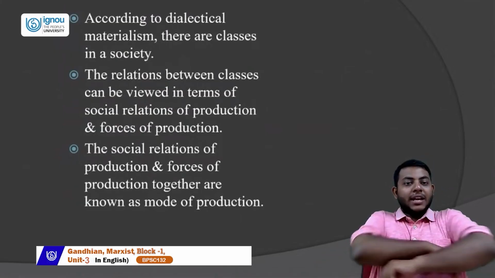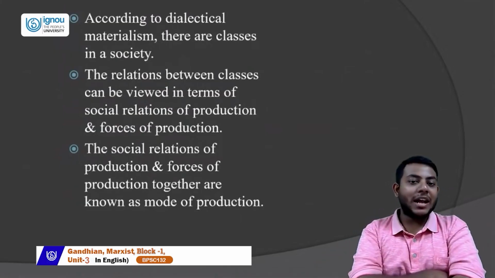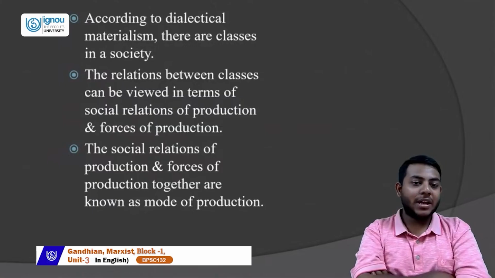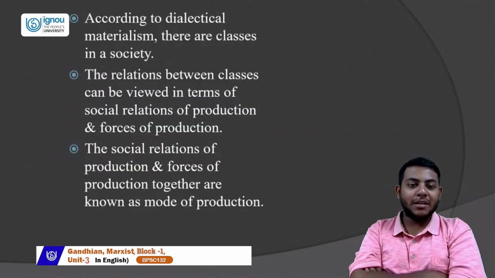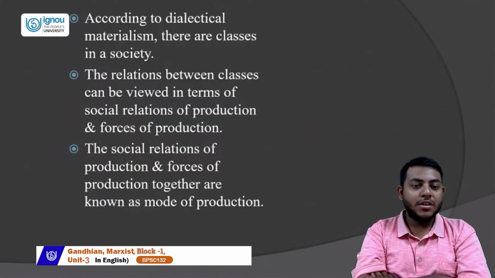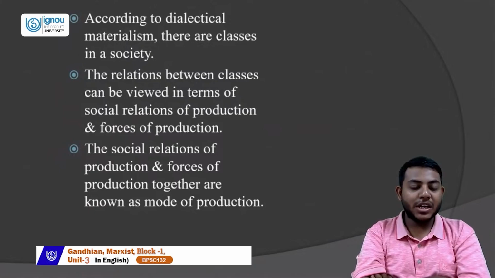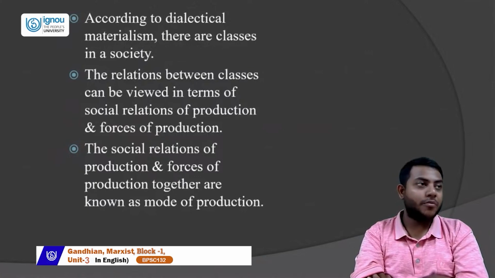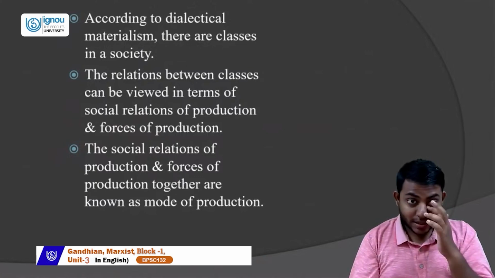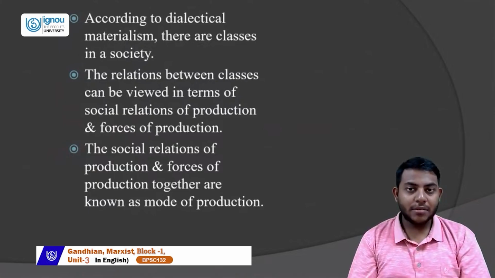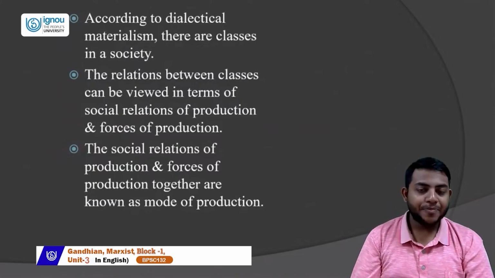According to dialectical materialism, there are classes in a society. The relations between classes can be viewed in terms of social relations of production and forces of production. The social relations of production and forces of production together are known as mode of production. This dialectical method, Karl Marx took from Georg Wilhelm Friedrich Hegel.